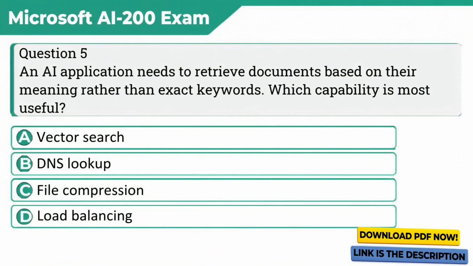Question 5. An AI application needs to retrieve documents based on their meaning rather than exact keywords. Which capability is most useful? A. Vector search. B. DNS lookup. C. File compression. D. Load balancing.